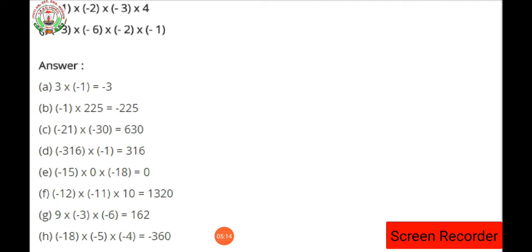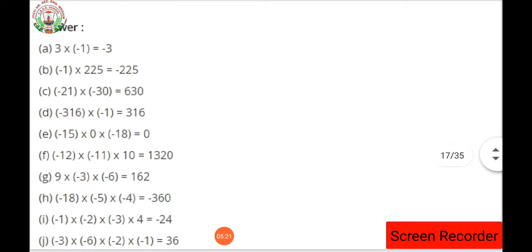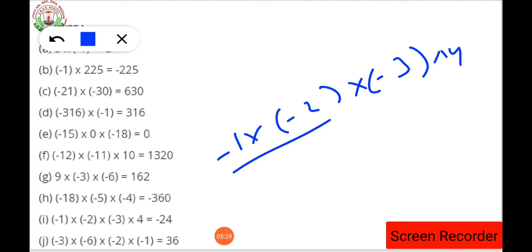The required answer will be minus 360. Clear everyone? Now the I part, again we are having the I part. Minus 1 will be multiplied with minus 2, will be multiplied with minus 3, will be multiplied with 4. So here minus and minus will become plus. 1 into 2 will be 2, plus 2 into 3, into plus 4 we are having.